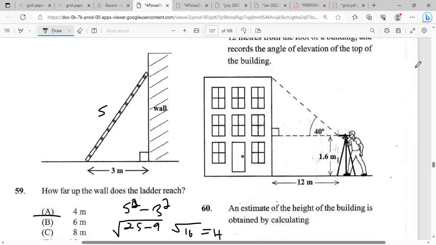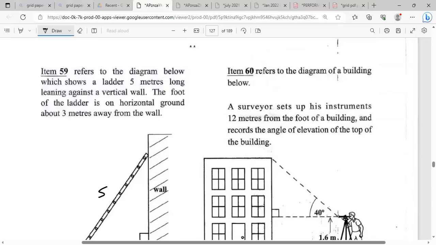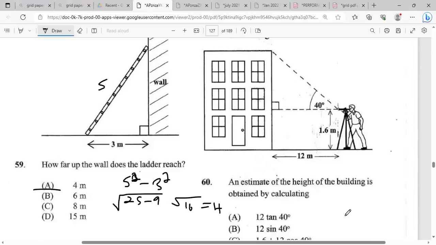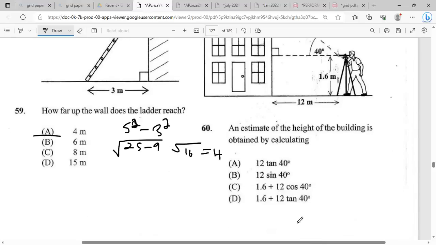All right, the last one now. Item 6 refers to the diagram of a building below. A surveyor sets up the instrument 12 metres from the foot of a building and records the angle of elevation to the top of the building. An estimate of the height of the building is obtained by calculating. So this would be opposite upon adjacent, which is tan, and then you have to add the 1.6. So it's going to be tan. This is the one.